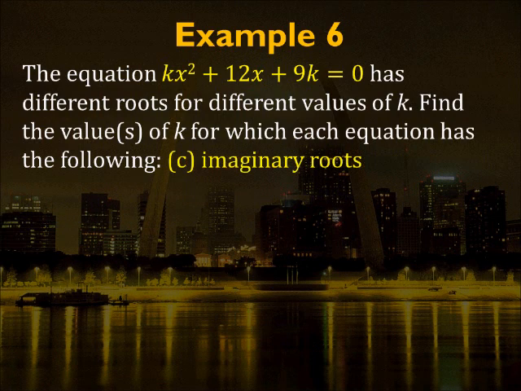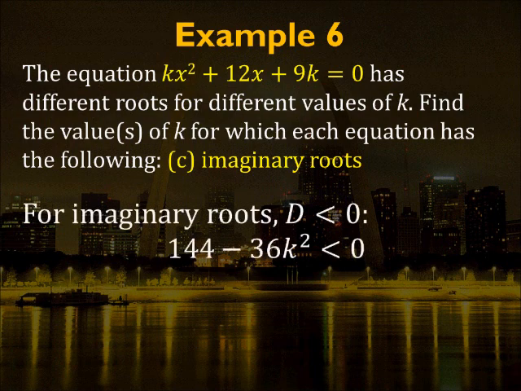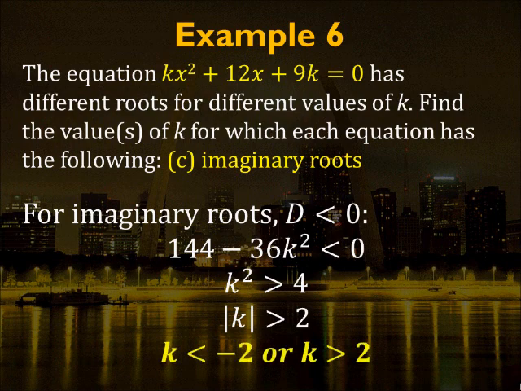Finally, what about imaginary roots? This means the discriminant has to be less than 0. So 144 minus 36k squared is negative or less than 0. So k squared has to be greater than 4. Again, taking the square root of both sides tells you that the absolute value of k is greater than 2. So now again, by the definition of absolute value, this means that k either has to be less than -2 or greater than 2.